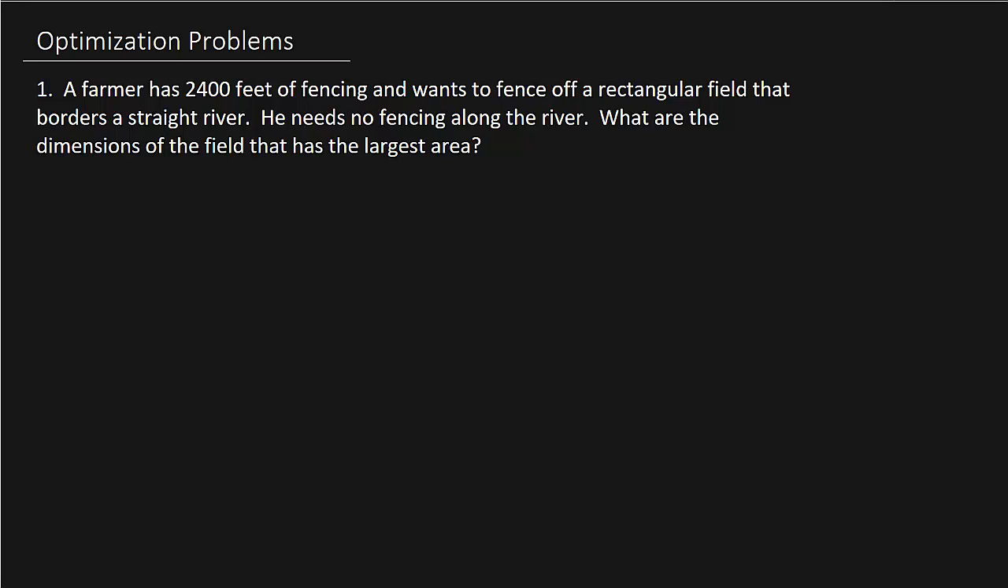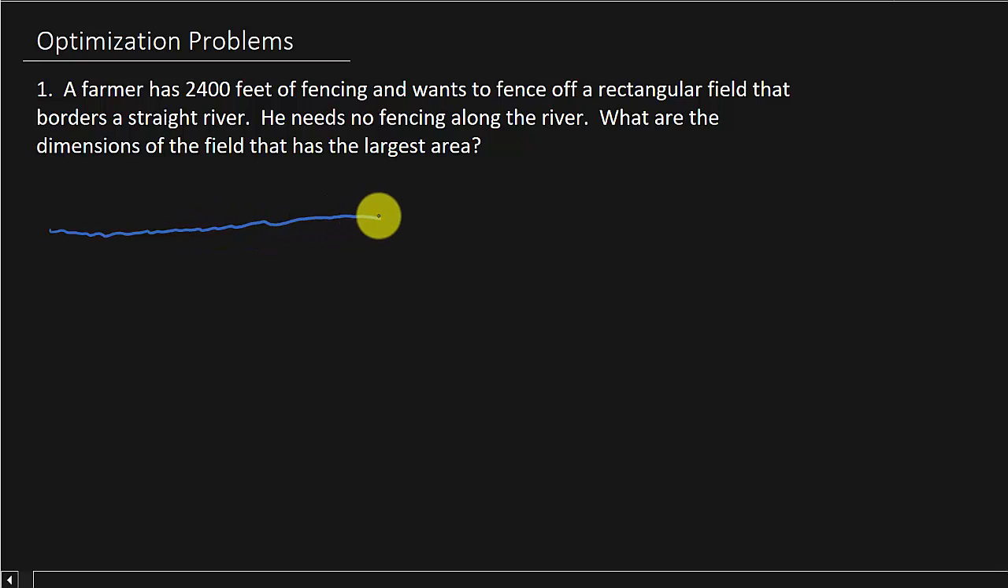Alright, so it says a farmer has 2,400 feet of fencing and wants to fence off a rectangular field that borders a straight river. He needs no fencing along the river. What are the dimensions of the field that have the largest area? Alright, so let's make a drawing. Let's sketch it.